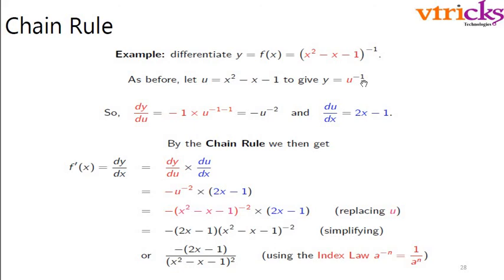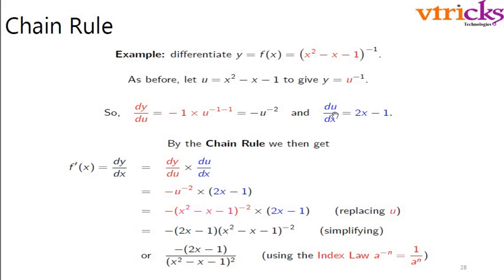Now here be careful, dy by du is the differentiation of u inverse. So n is minus 1 here. So take n is equal to minus 1, n into u to the power n minus 1. So it will become minus 1 minus 1. So this will be minus u to the power minus 2. Take a moment and think here and simplify this.